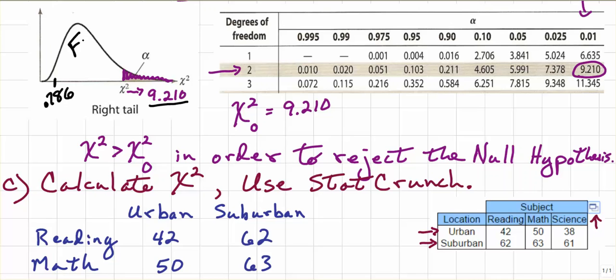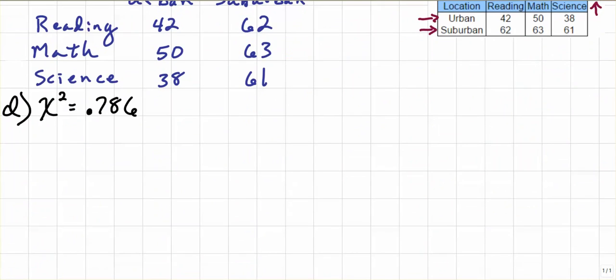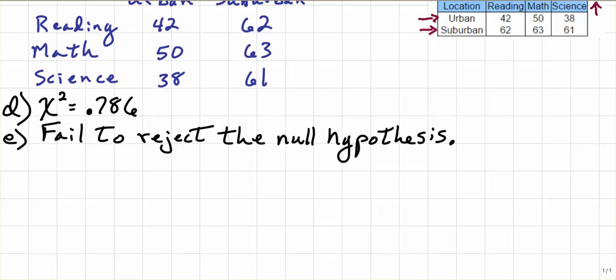Therefore, we fail to reject the null hypothesis. Which means that if we put this in words for the last part, we will fail to reject the null hypothesis, and we will report there is not enough evidence to reject the claim that skill level in a subject is independent of location.